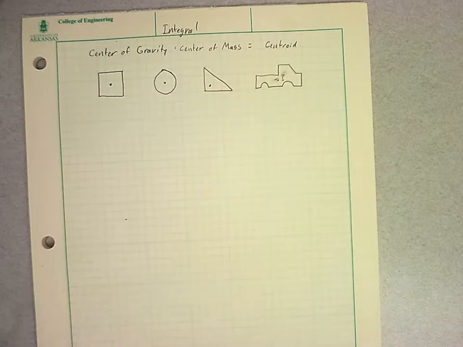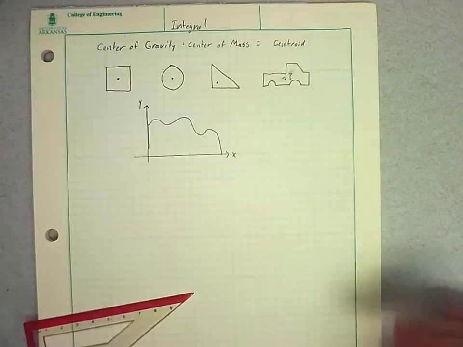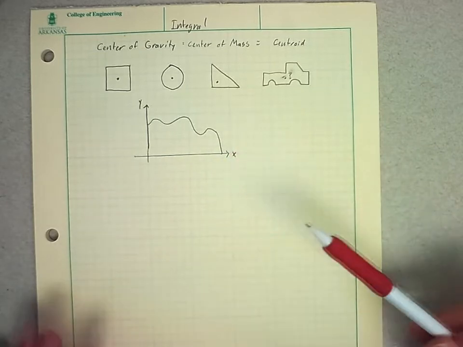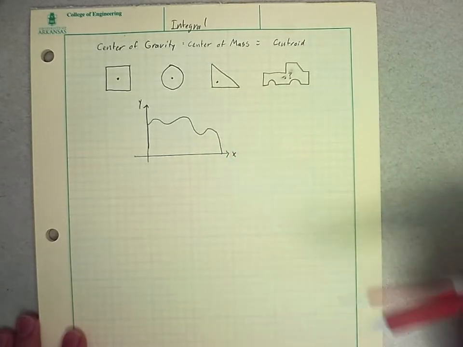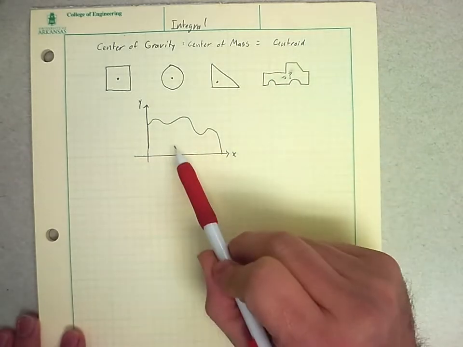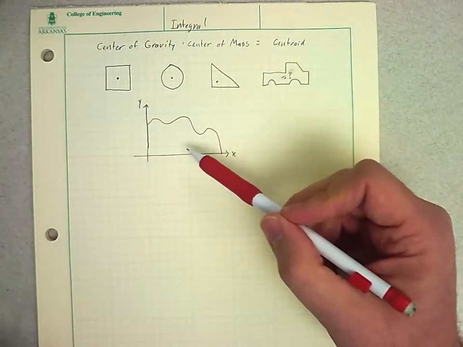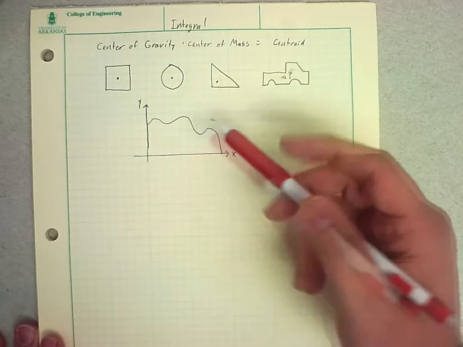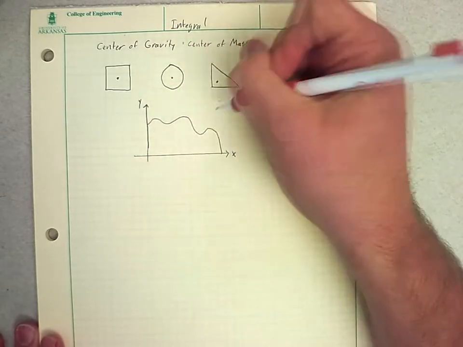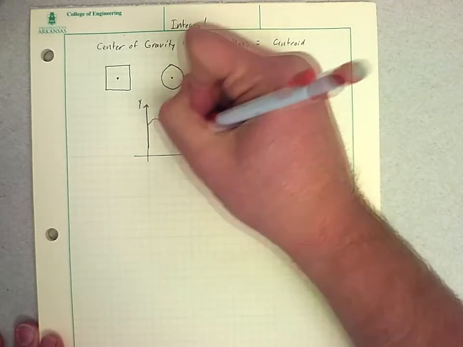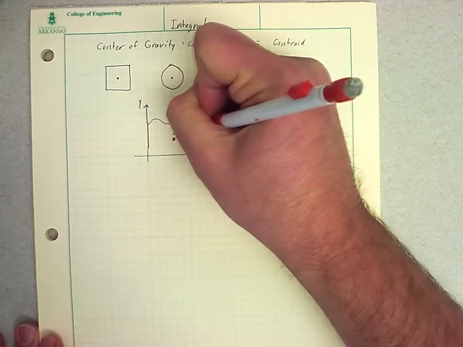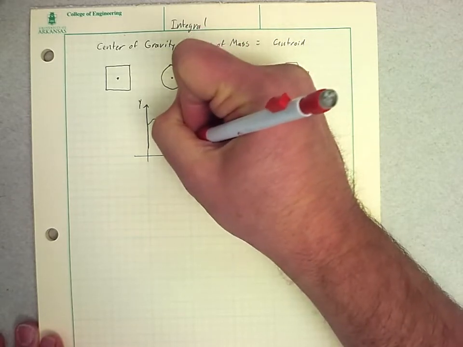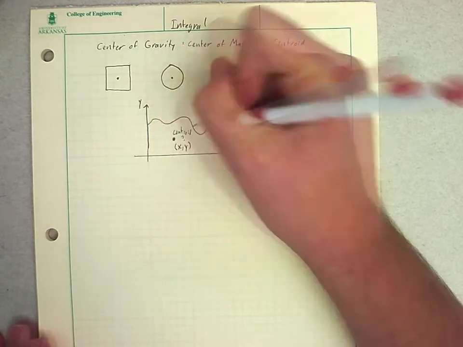So what if we applied that to functions? What if I had a function drawn? Let's say I have a random function that looks something like that. Where I would find the centroid would be wherever the average length and average height of this is. So somewhere maybe in here. Again, I'm just guessing at it. But I know it's going to have some coordinate x and y.